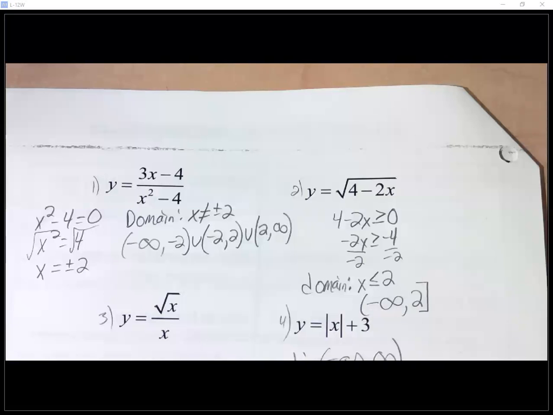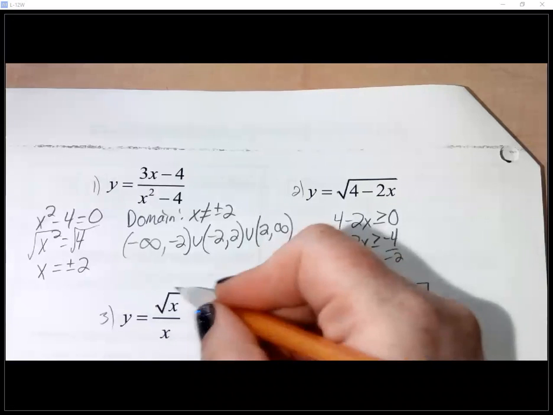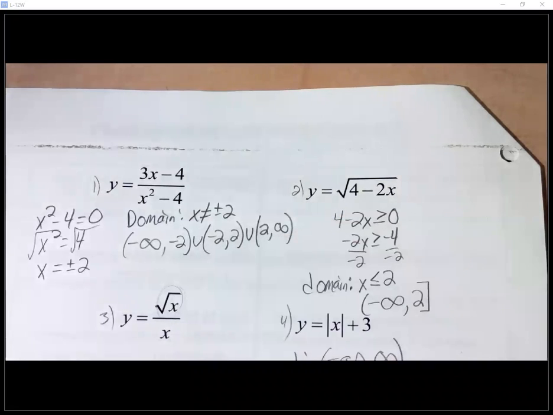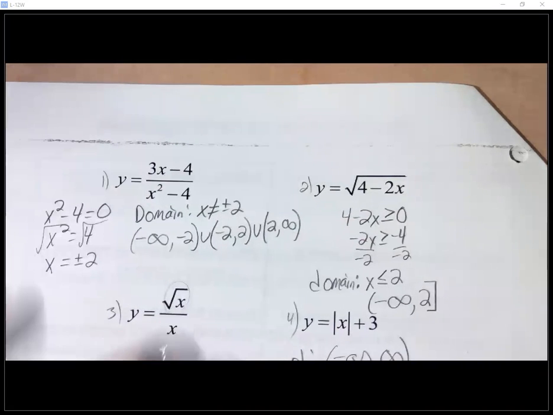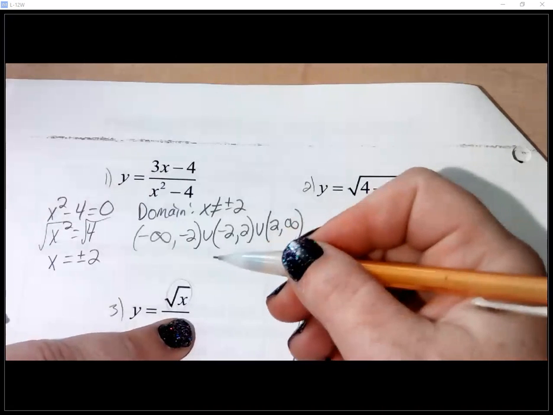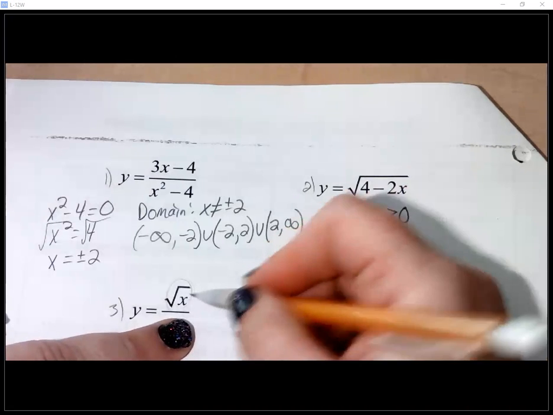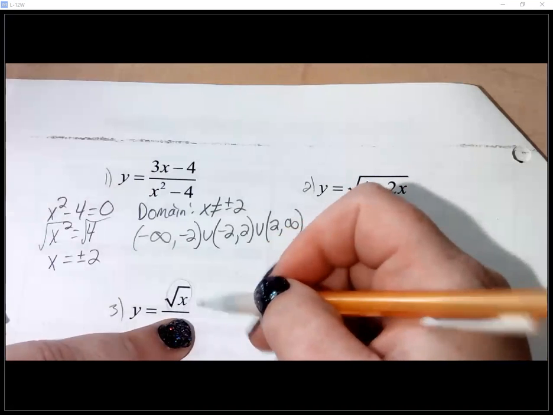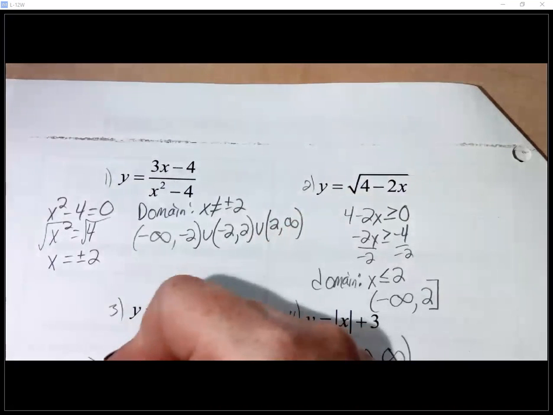So if I just look at the radical issue, ignore the X on the bottom for 1 second. If I'm just looking at the square root of X, I know according to the rules, I have to take whatever is under the radical and set it greater than or equal to 0, right? So X has to be greater than or equal to 0.